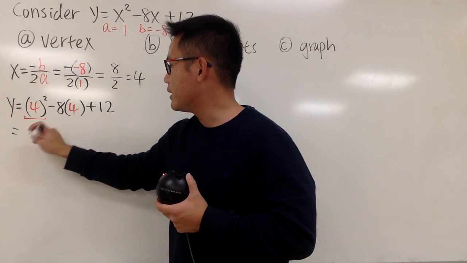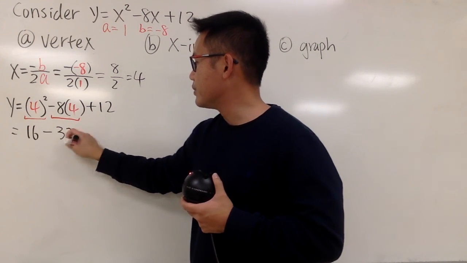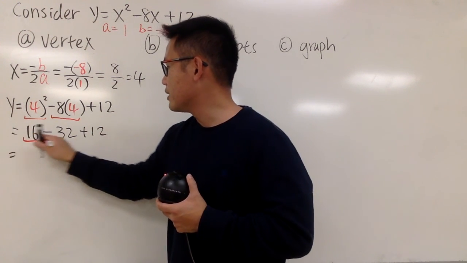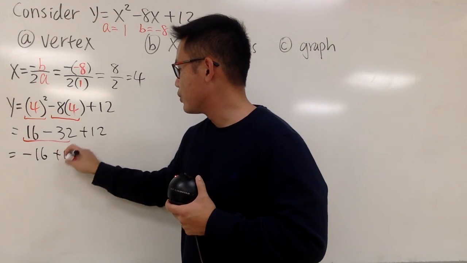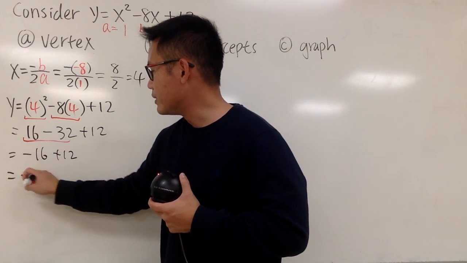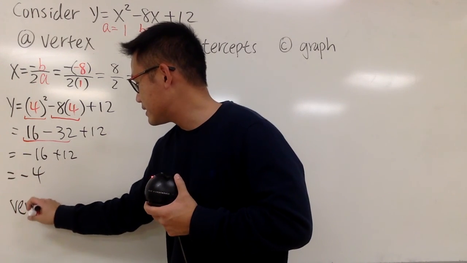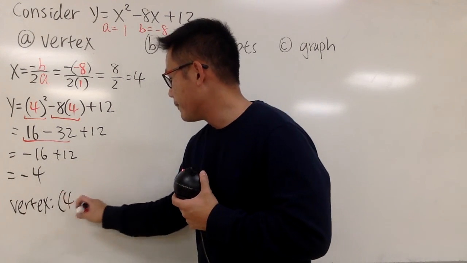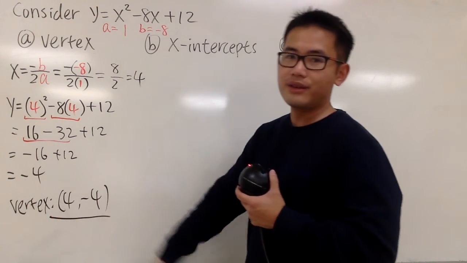This right here, 4 squared is 16. And then negative 8 times 4 is minus 32. And then we also have the plus 12. And then this right here is going to be negative 16 and then plus 12. So finally, the y value is negative 4. So anyway, the vertex of this parabola is x is equal to 4, y is equal to negative 4. And we are done right here.